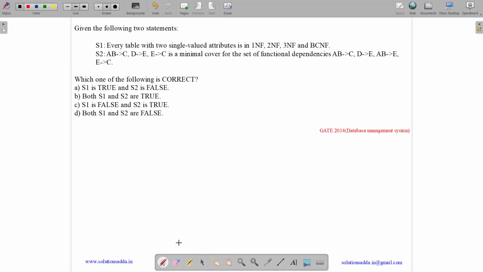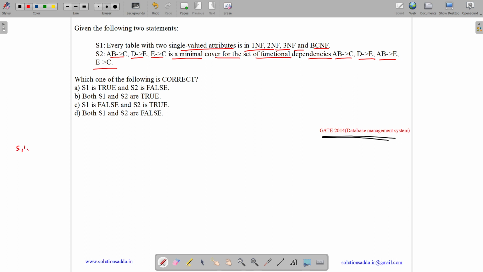This question belongs to the Database Management System subject and was asked in GATE CSE 2014. The question states, given the following set of statements: S1 states that every table with two single valued attributes is in 1NF, 2NF, 3NF and BCNF. And S2 states that AB determines C, D determines C, E determines C is a minimal cover for the set of functional dependencies AB determines C, D determines E, AB determines E and E determines C.